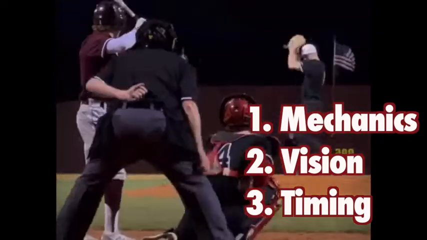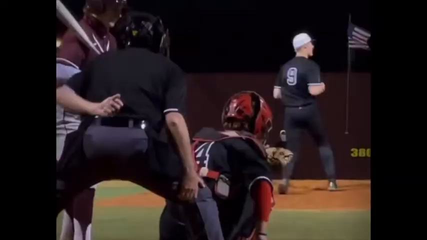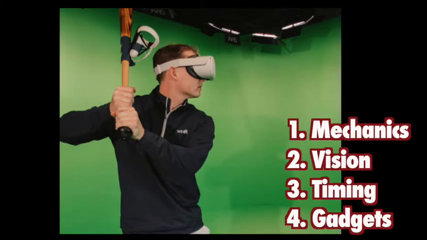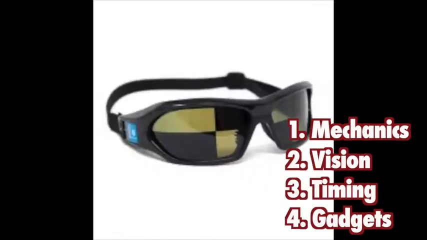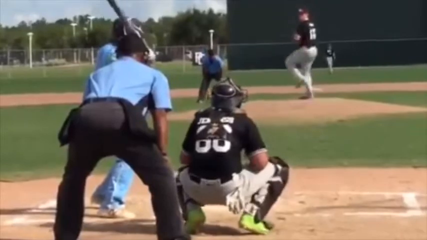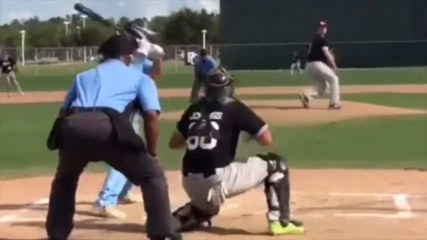Okay, I apologize. There's one more thing we didn't discuss that we need to try out. It's the gadgets. You try the virtual reality goggles. You try the special sunglasses that have strobe lights inside. You try the computerized programs where you look at a laptop and you watch a pitcher throw a baseball. You use all these gadgets, and you know what? You are still a weak hitter.